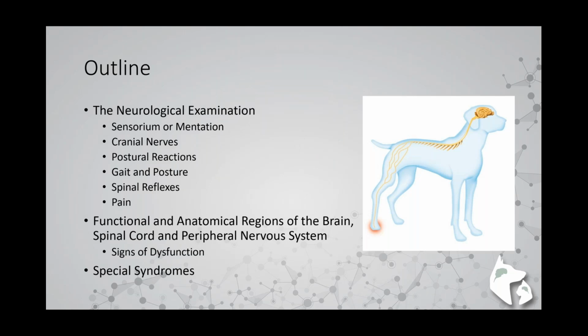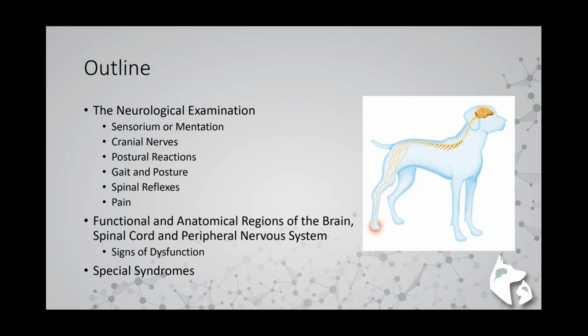Okay, so a quick little outline of everything that we're going to be going through today. The big thing is obviously to go through the neurological examination and the steps of how we do that, and how we'll use those signs to help us achieve a localization. So where in the nervous system is this patient having a problem? We'll go through the 6 major categories here: sensorium or mentation, the cranial nerve exam, postural reactions or paw placements essentially, gait and posture, spinal reflexes, and also assessing a patient for pain.